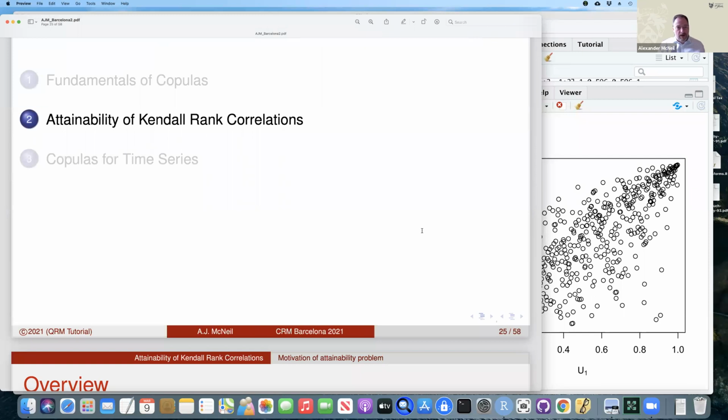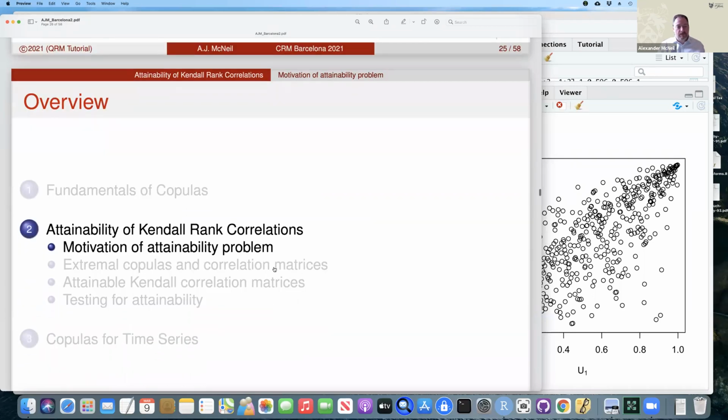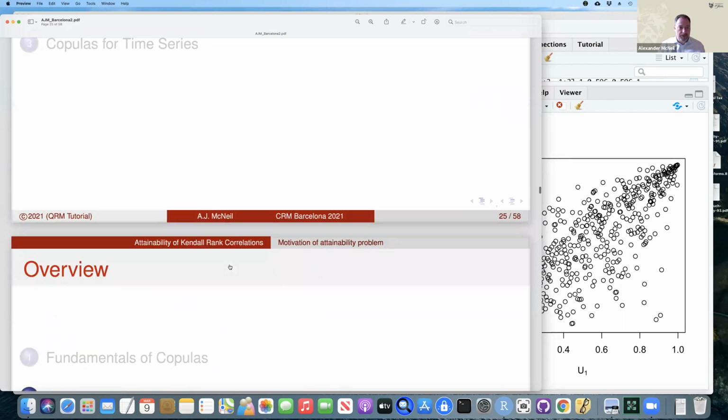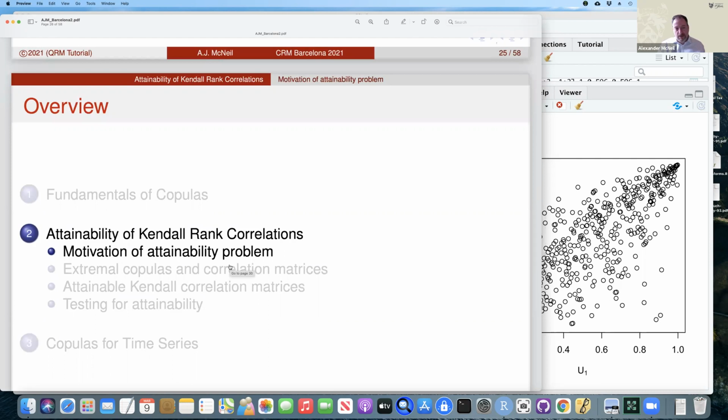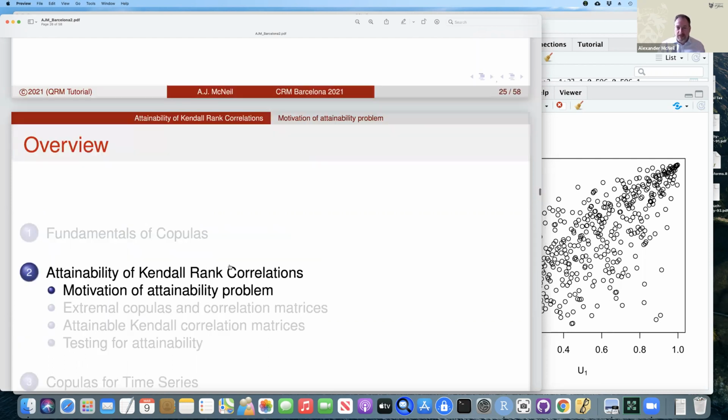So I'm next going to talk more about Kendall correlations, because for choosing copula models in high dimensional situations, there are some interesting questions about how to use Kendall correlations and what are valid values for Kendall correlations. So I'm going to talk about the problem of attainability for Kendall correlations. I'll probably spend a bit of time on that in the afternoon, and then I will want to go on to copulas for time series. So if you have time series data, can you use copulas?